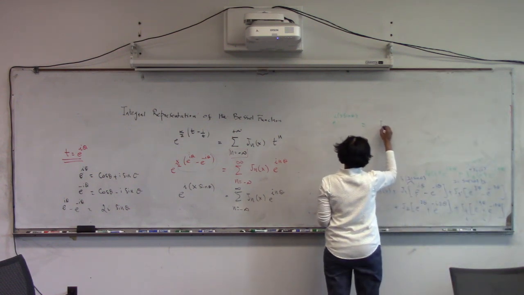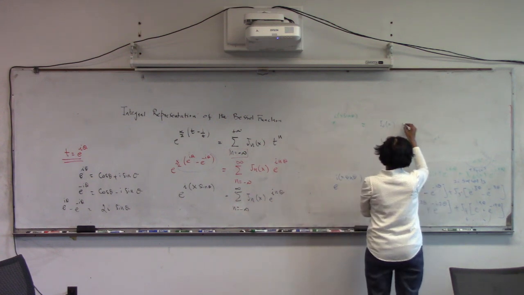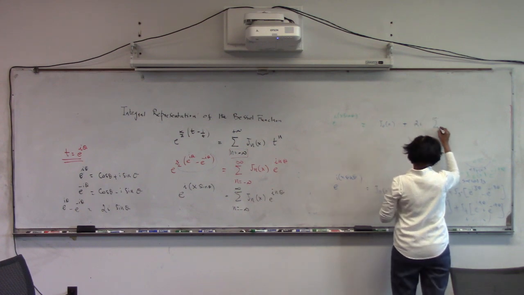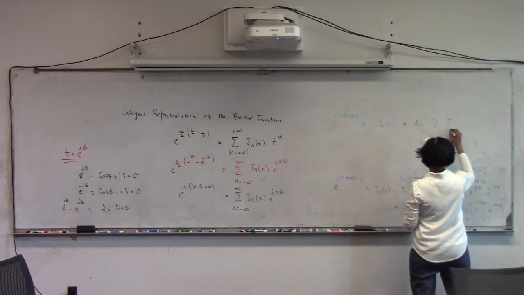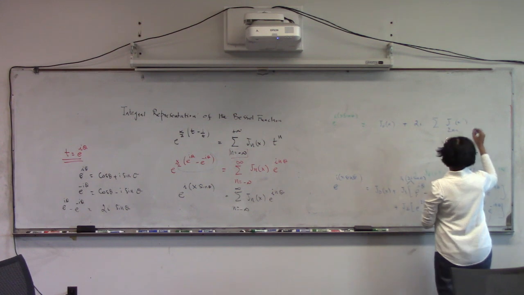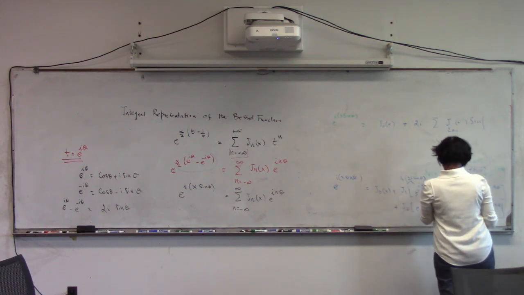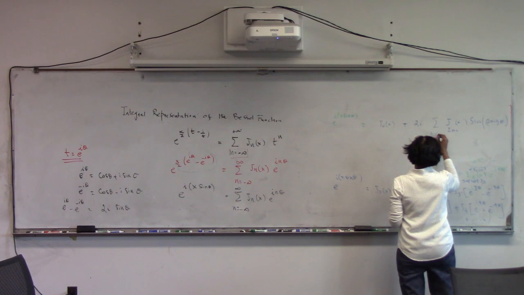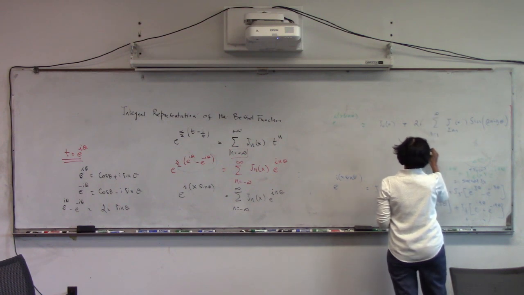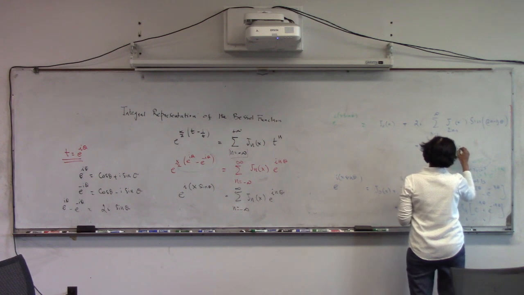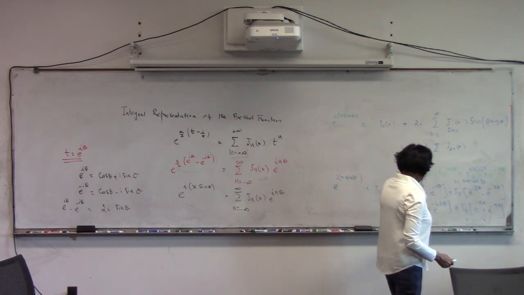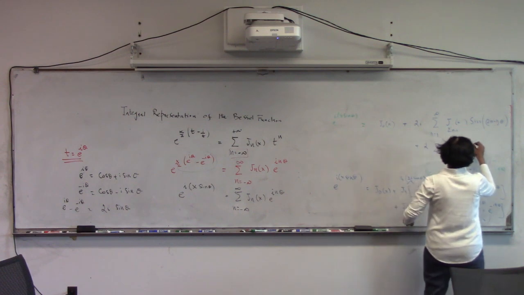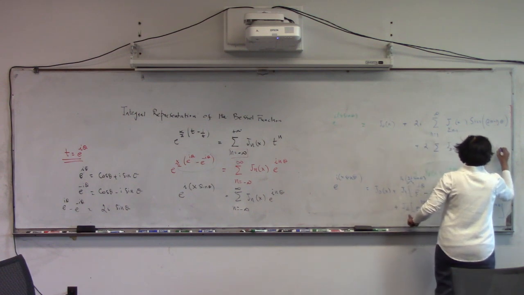I can write this as J0(x). I have some terms which are 2i J_{2n-1}(x) sin((2n-1)theta), n going from 1 to infinity, plus 2 times J_{2n}(x), because the other terms become cosine of 2 theta, cosine theta plus i sin theta, so it will be 2 times that: cosine of 2n theta.